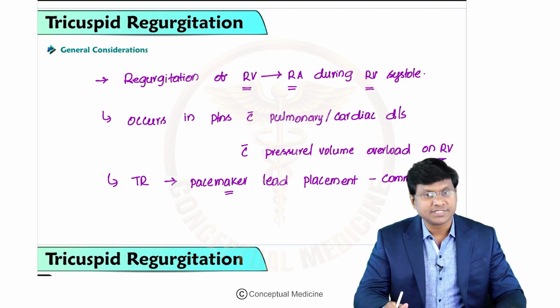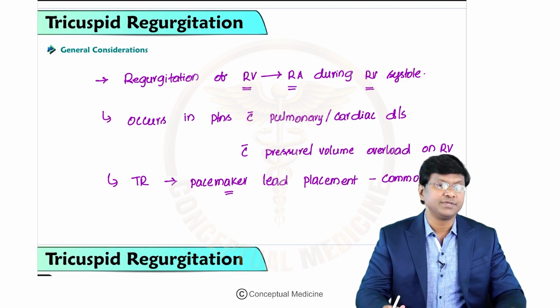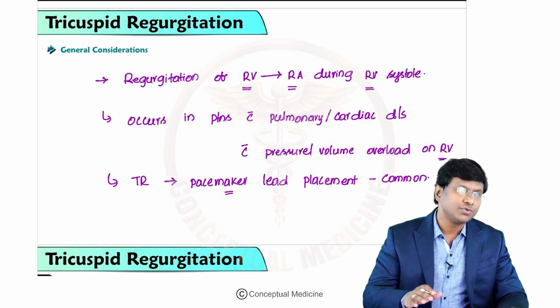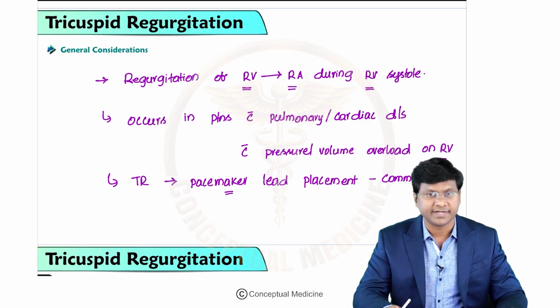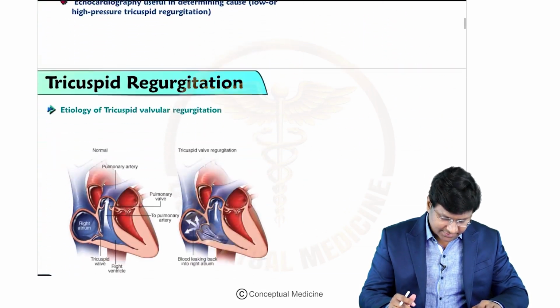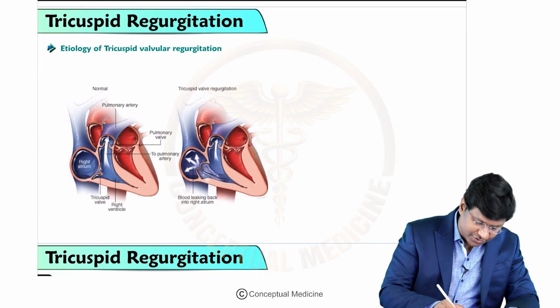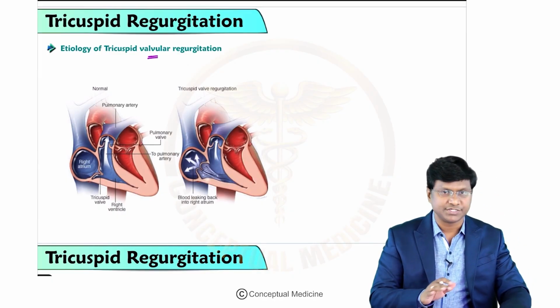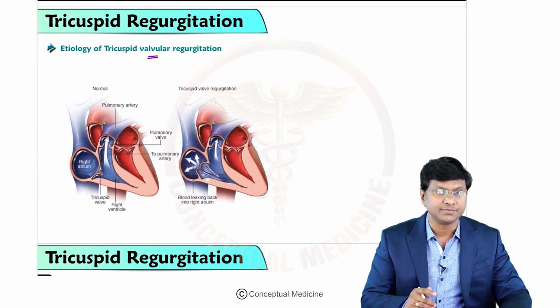And how will you diagnose this tricuspid regurgitation? That is mainly by echocardiography. Echocardiography is useful in determining the cause of the tricuspid regurgitation. Now, what are the other etiologies which will cause tricuspid valve regurgitation? Let me discuss the etiologies in detail now.